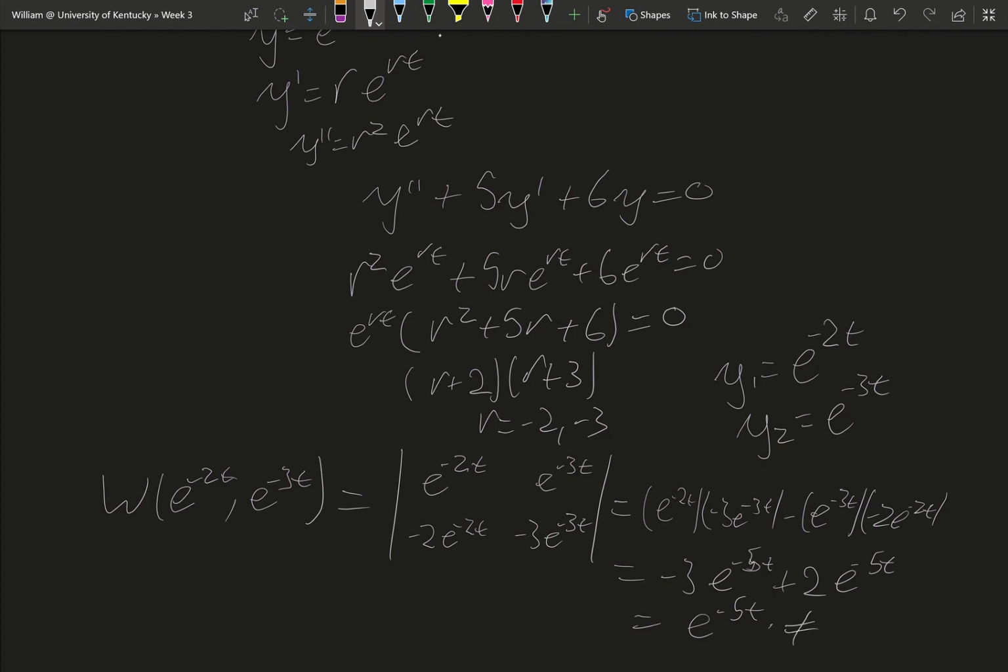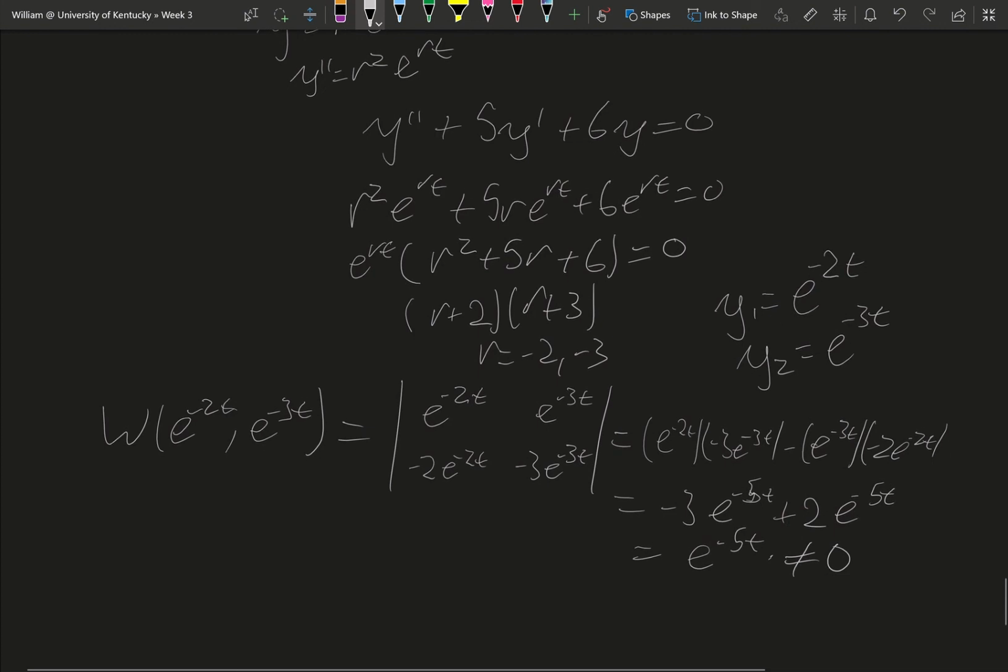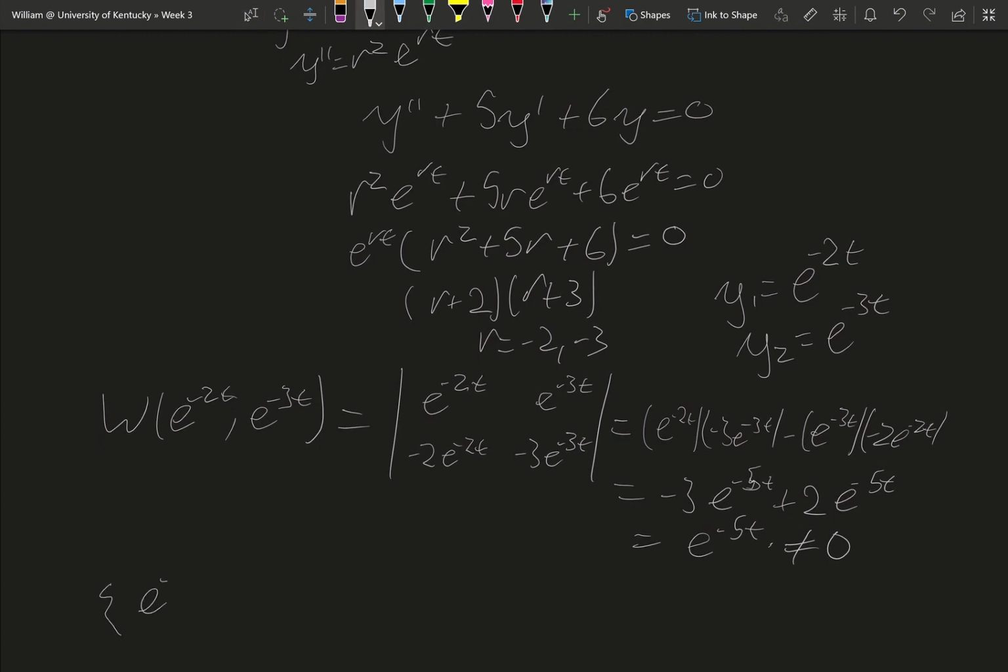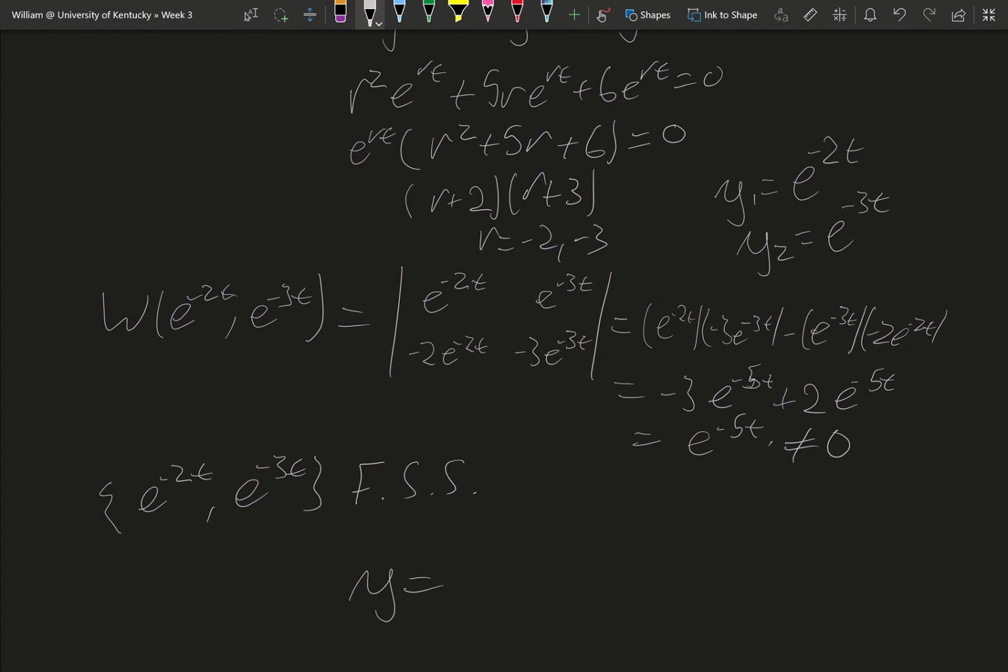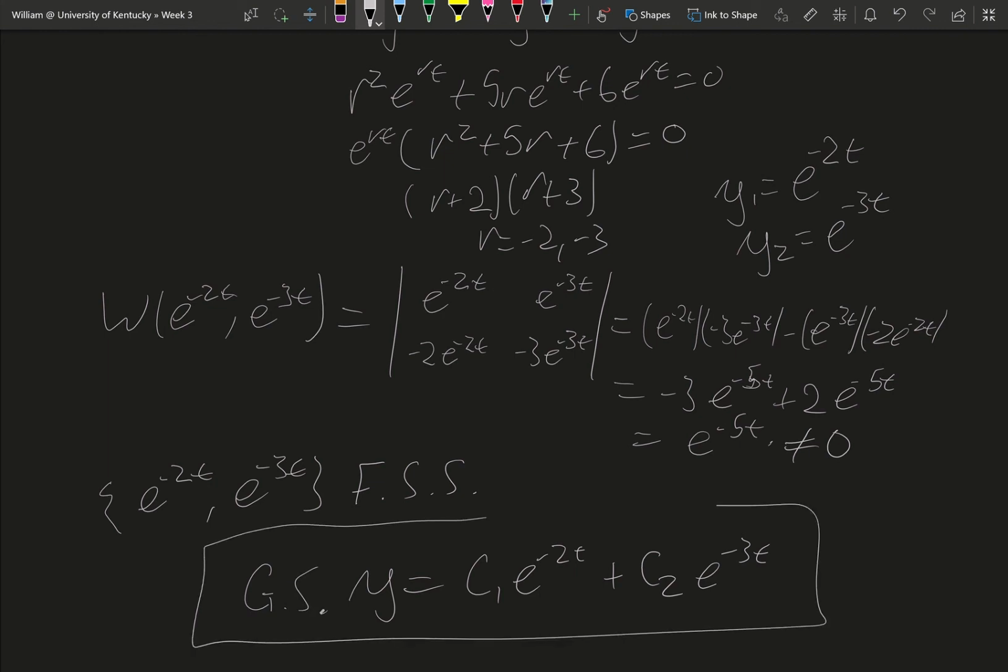This is not equal to 0. So e to the negative 2t, e to the negative 3t is a fundamental set of solutions. And our general solution is c1 e to the negative 2t plus c2 e to the negative 3t. All right, and we will end it there.